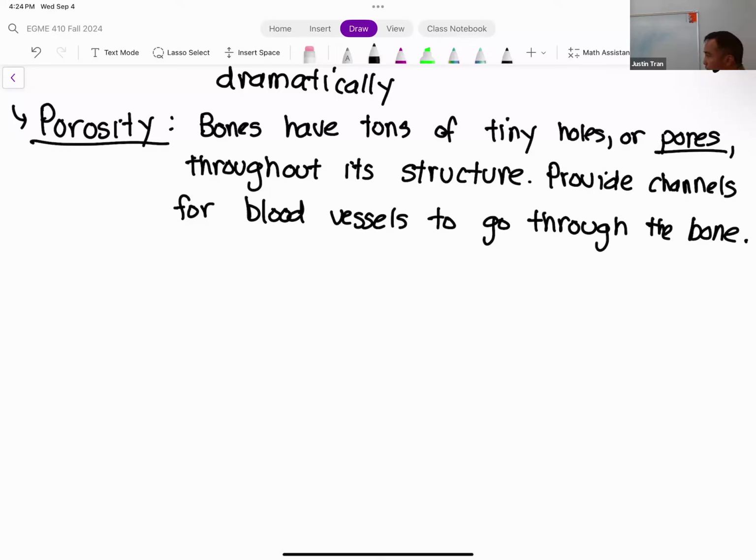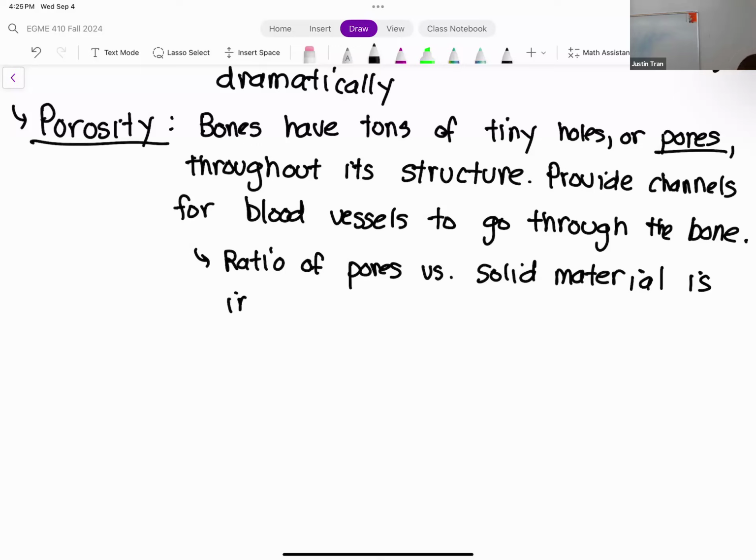Okay. But of course, having a bunch of little tiny holes in your structure is going to affect its material properties as well, right? And so the exact ratio of pores versus solid structure is a really important property for bones as well. Okay. And that ratio, often we express as a percentage. That's what we define as the porosity.